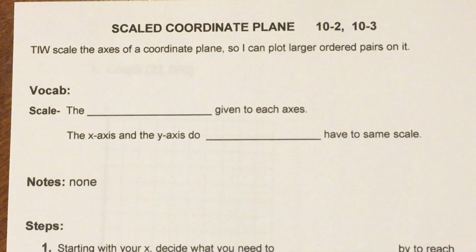Tonight's lesson is called a scaled coordinate plane. So in our last lesson, we learned that a coordinate plane has 4 quadrants, but we're only working with the 1 quadrant. We're going to continue that, but now we're going to be doing something called scaling it. So our goal says today I will scale the axes. Remember, our axes are our x and y of a coordinate plane, so I can plot larger ordered pairs on it.